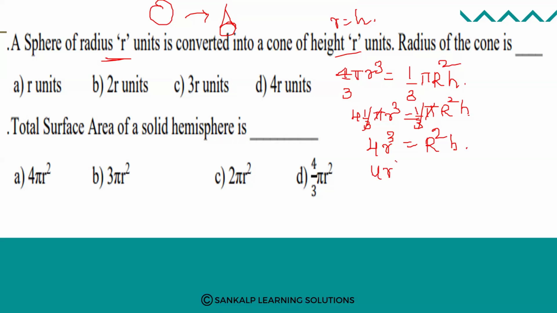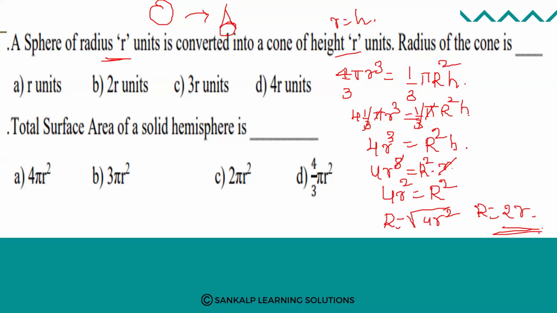So 4r cube is equal to R square into r. So here 1r and 1r will get cancelled. Sorry, R square is equal to 4r square. Now, R square is equal to 4r square means R is equal to the square root of 4r square. Then R is equal to 2r.